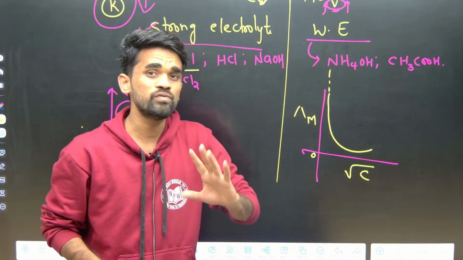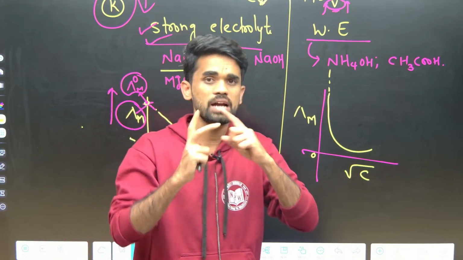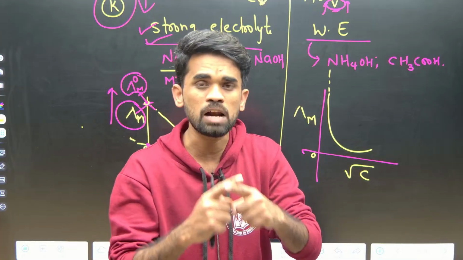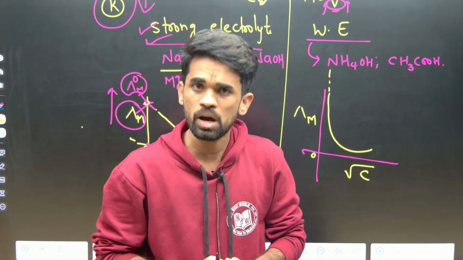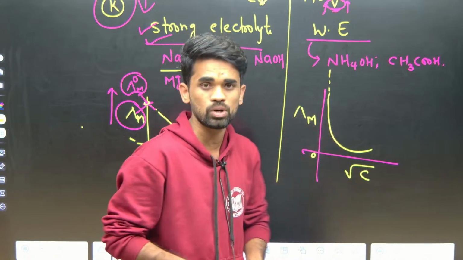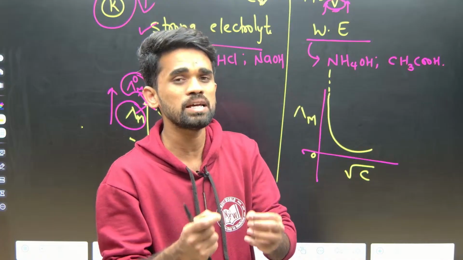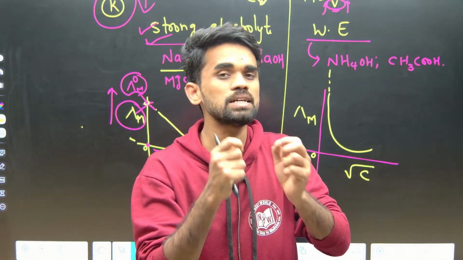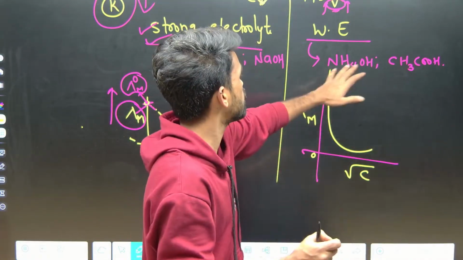Why? Because a weak electrolyte will not undergo 100% dissociation. The alpha value will not be equal to 1, as 100% dissociation does not take place in weak electrolytes. That's why we cannot calculate the exact limiting molar conductance of these weak electrolytes.